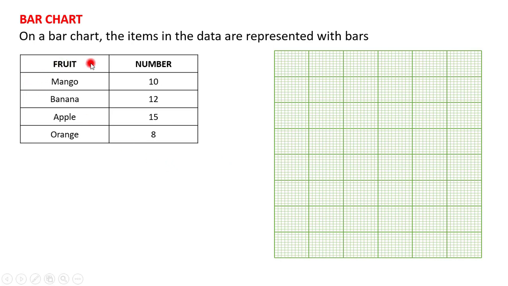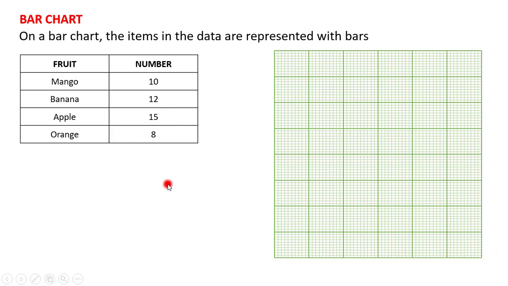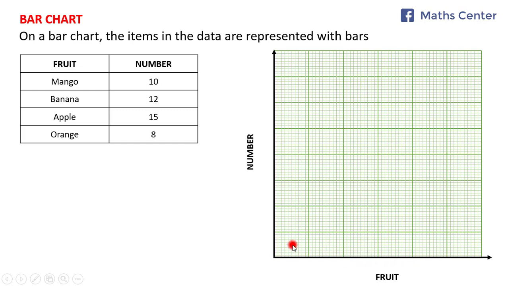So we are going to draw the information we have here. We are going to draw a bar chart for it on this graph sheet. When you are drawing a bar chart for a given data on a graph sheet, we usually use the horizontal axis for the items and the vertical axis for the frequencies. So on this graph sheet, I'm going to have my horizontal axis here. That is my main horizontal axis here, and my main vertical axis here.